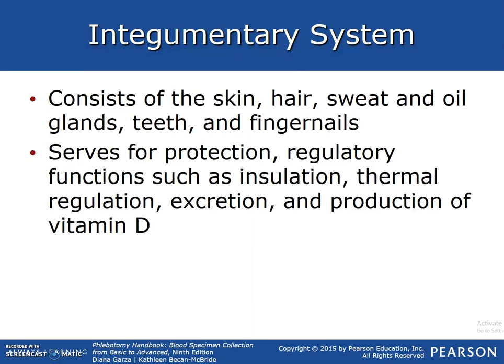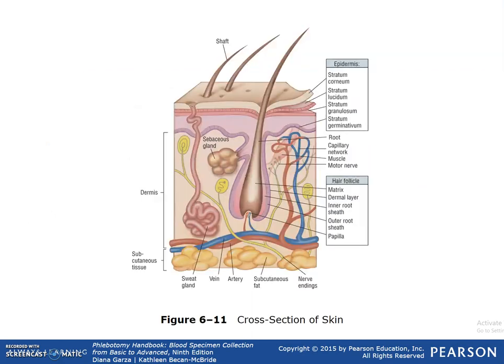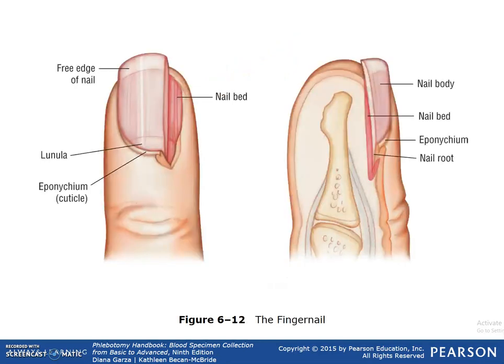The integumentary system consists of skin, hair, sweat and oil glands, teeth, and fingernails, and serves for protection and regulatory functions such as insulation, thermal regulation, excretion, and production of vitamin D. This would be our skin. The cross-section of the skin looks at the epidermis and the hair follicles. The fingernail. We would utilize this image when we're performing capillary punctures on the back side of the finger.